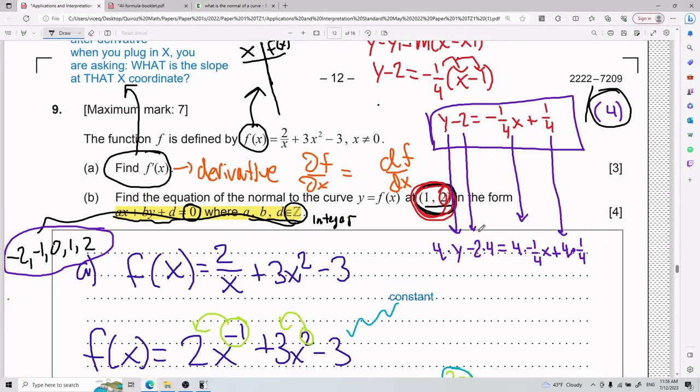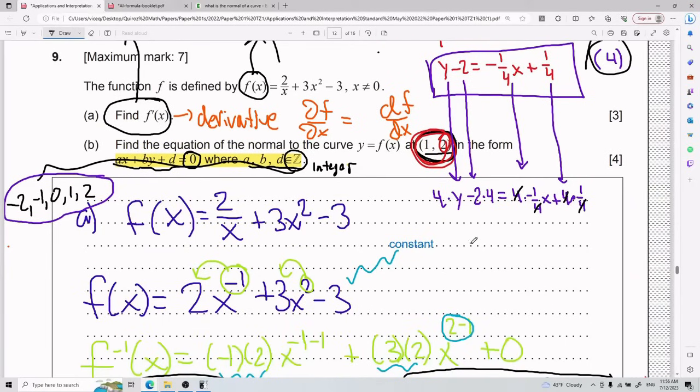I end up getting rid of this guy with this guy, and this guy with this guy. And suddenly it's a lot easier to handle. So over here I end up with 4y. Over here I end up with negative 8. Over here I end up with negative x. Over here I end up with plus 1.